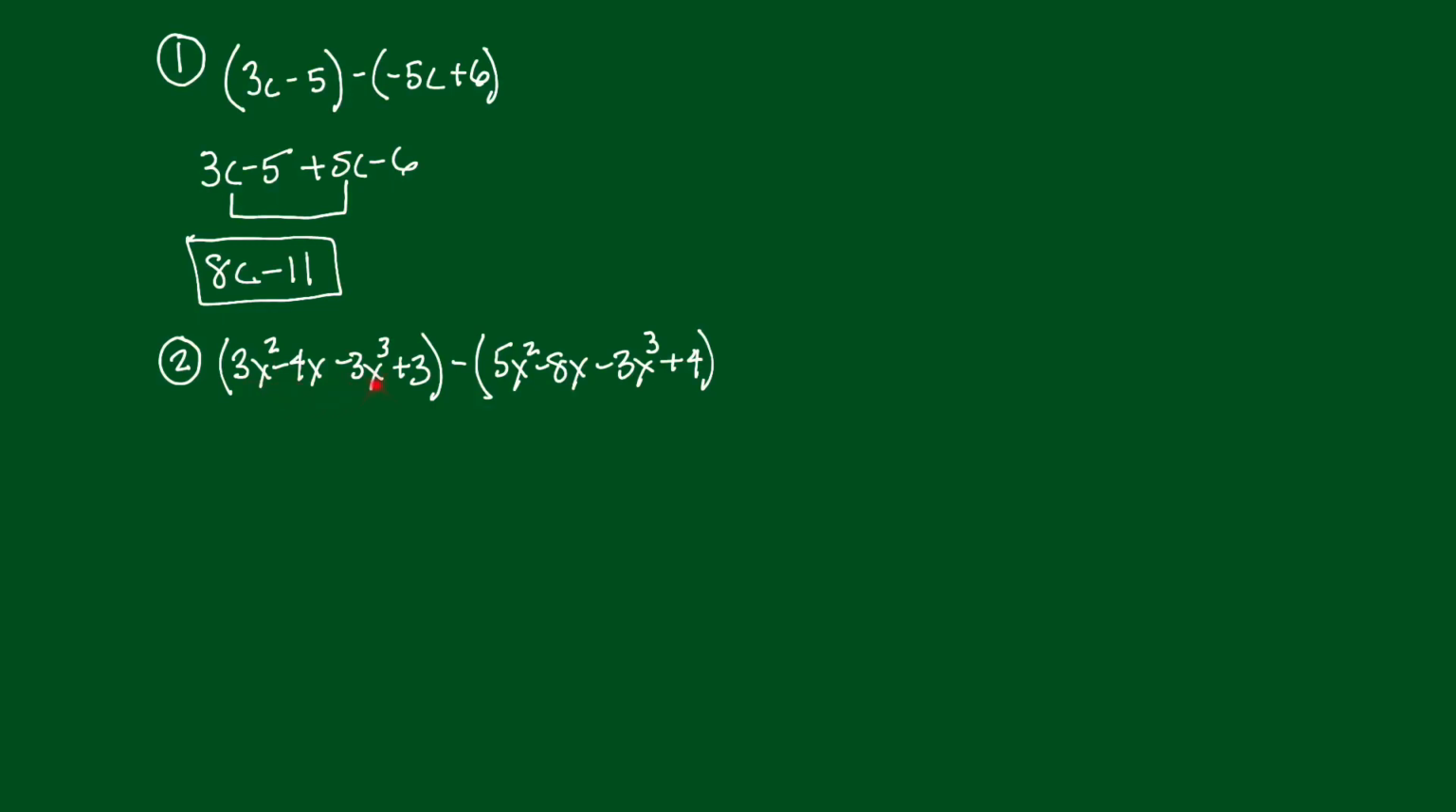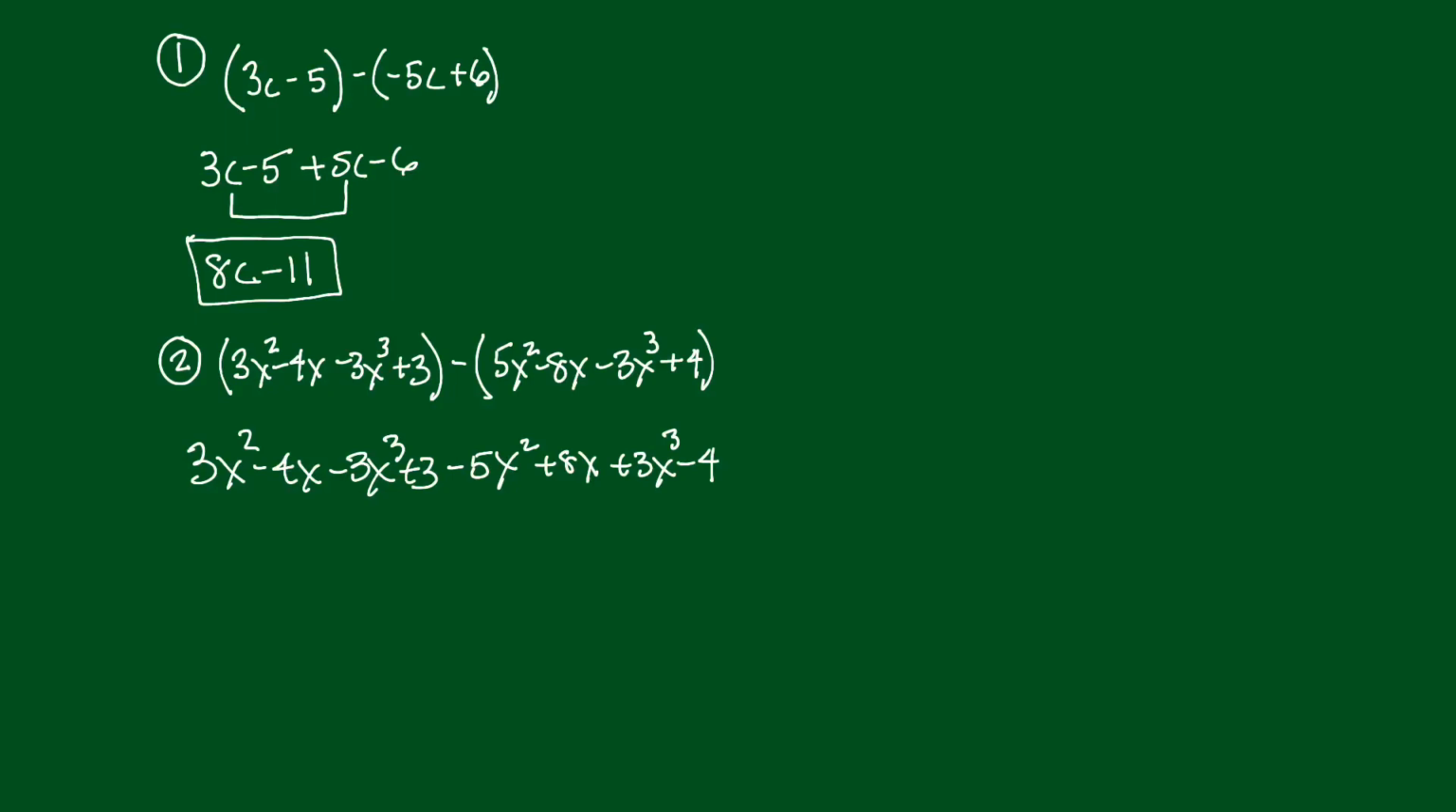Now we've got a 4-term polynomial minus another 4-term polynomial. Let's remove the parentheses, so we're going to get 3x squared minus 4x minus 3x cubed plus 3. Now this set of parentheses, the second set, is preceded immediately by a minus sign. So I'm going to remove the parentheses, but I'm going to change the sign of every term inside. So this 5x squared will become minus 5x squared. This negative 8x, or minus 8x, will become positive 8x. So plus 8x, and then plus 3x cubed, and then minus 4.